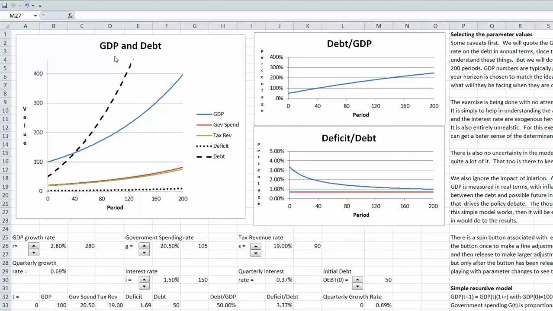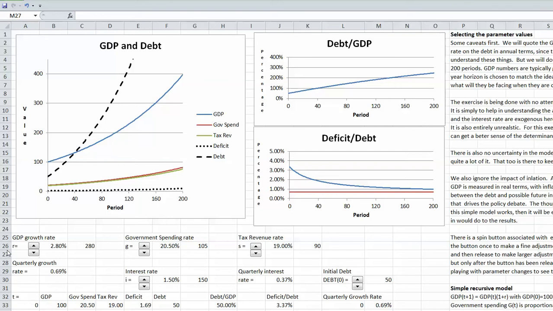This is a very simple model about the arithmetic between GDP and debt. I want to begin by noting there are no policy implications in this model. It's too simple. All the various rates here, R is the growth rate of GDP, G is the government spending rate, S the tax spending rate, I the interest rate. They're all treated as determined outside the model. They're exogenous, and there are no feedback loops between them, so there's no policy discussion here. This is just to explicate the arithmetic.